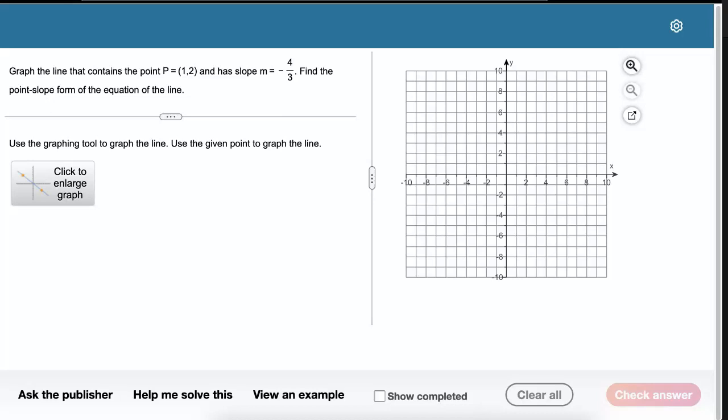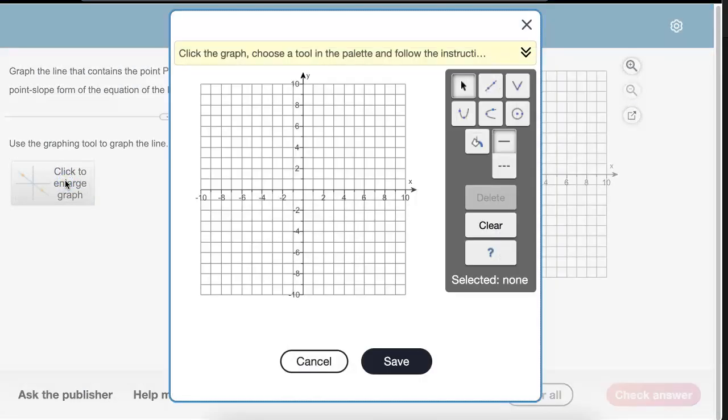In this example, we're asked to do two things. We're asked to graph a line given a point and its slope, and a little bit later we'll be asked to write the point-slope form for the equation of this line. So you've probably started to experiment some with this graph tool that MyMathLab has, and here's your place that you can click to enlarge that graph.